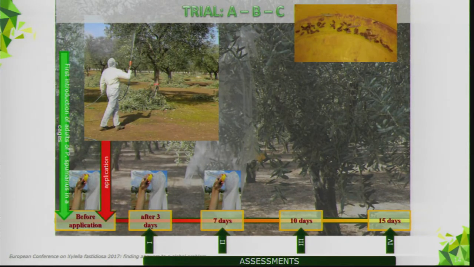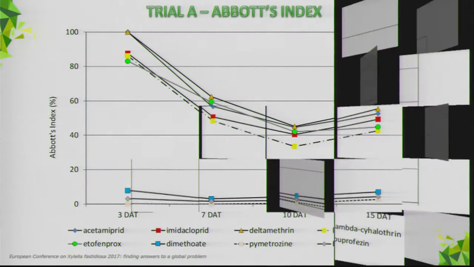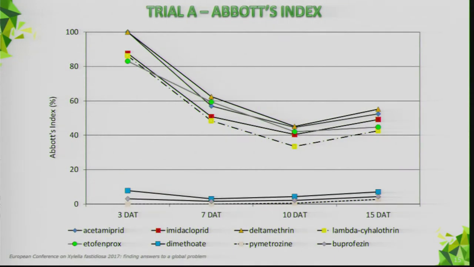This is the results regarding the first field trial. The highest Abbott value was observed in trees treated with deltamethrin and acetamiprid. Lower is the activity of imidacloprid, lambda-cyhalothrin and etofenprox. Then the persistency of these products gradually decreases.